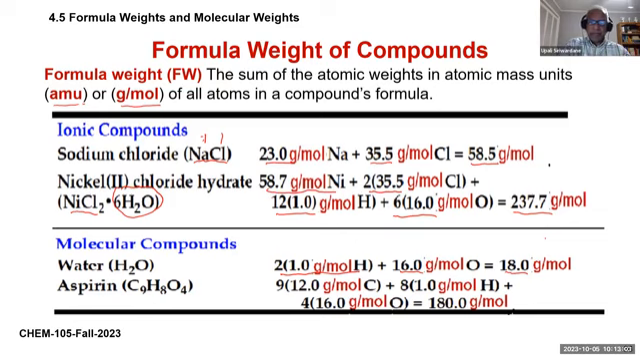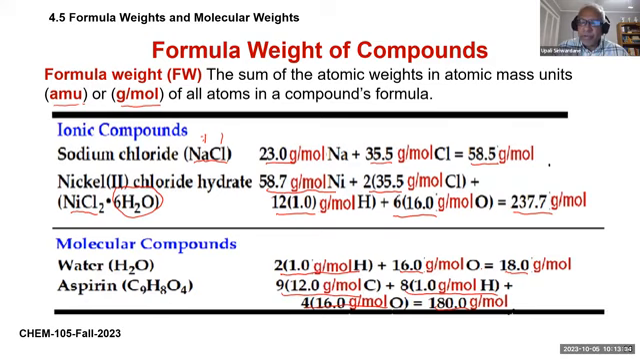Aspirin, the pills you take for headaches, has 9 carbon atoms, 8 hydrogen atoms, 4 oxygen atoms. They add up to 180.0. Notice the units of formula weight.